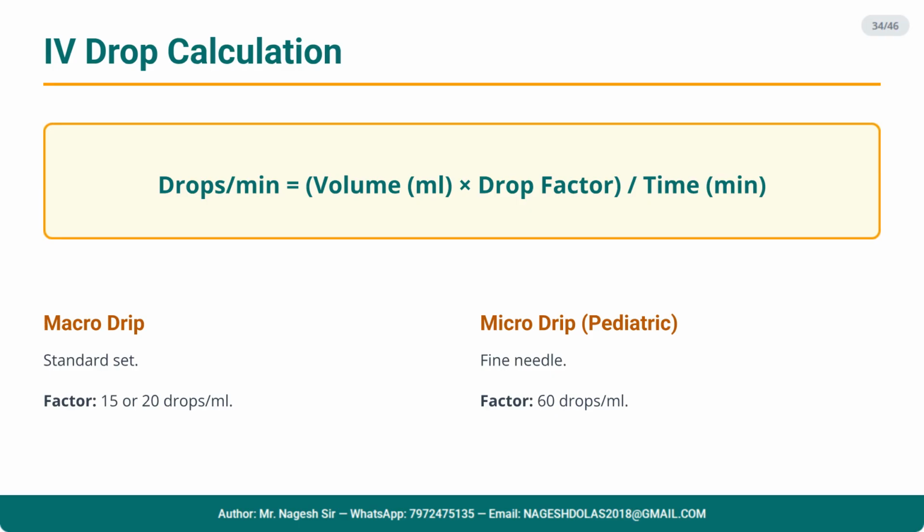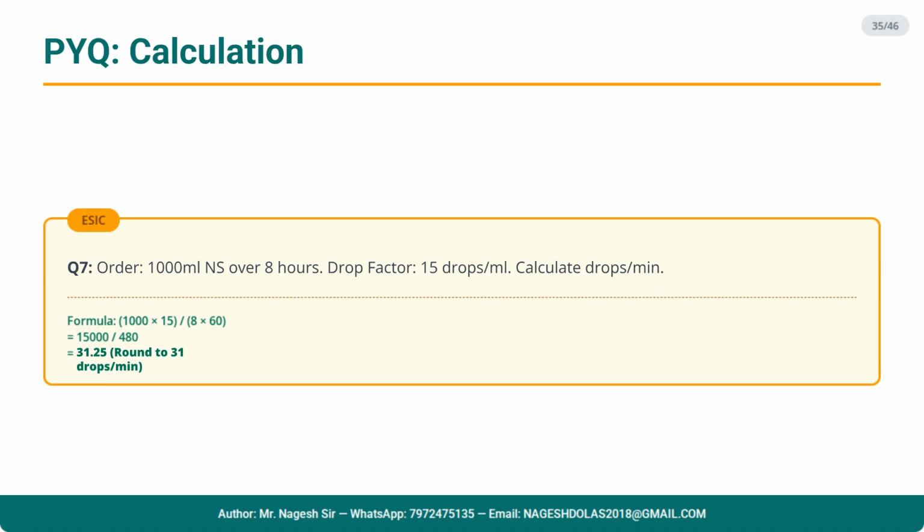IV drop calculation is crucial. Drops per minute equals volume in milliliters times the drop factor, divided by the time in minutes. Macro drip factors are typically 15 or 20 drops per milliliter, while micro drip is 60 drops per milliliter. For an order of 1,000 milliliters of normal saline over 8 hours with a drop factor of 15, the drops per minute calculation results in 31 drops per minute.